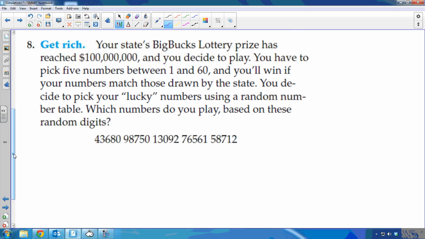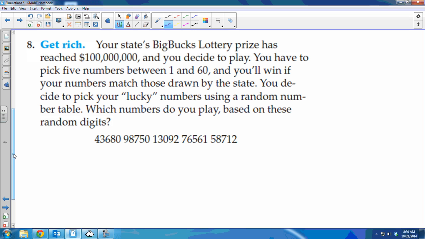Number 8. Your state's big bucks lottery prize has reached $100 million, and you decide to play. You have to pick 5 numbers between 1 and 60, and you'll win if your numbers match those drawn by the state. You decide to pick your lucky numbers using a random number table. Which numbers do you play based on these random digits?